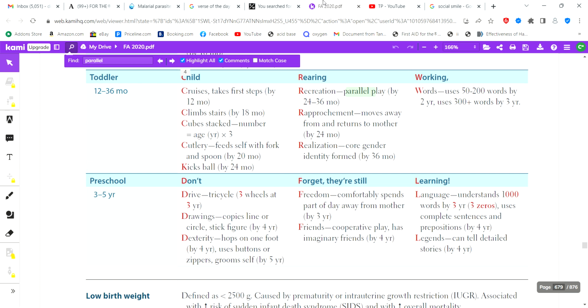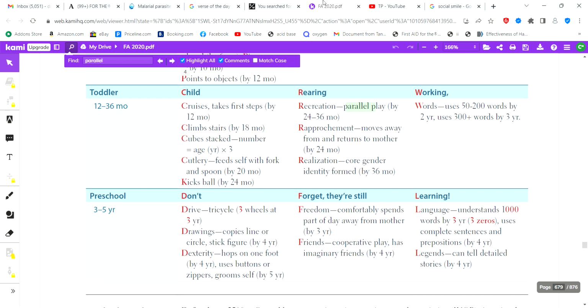Understands 1,000 words by 3 years old. Uses complete sentences and prepositions by 4 years old. Legends: can tell detailed stories by 4 years old. A 4-year-old can give you a very detailed storyline.